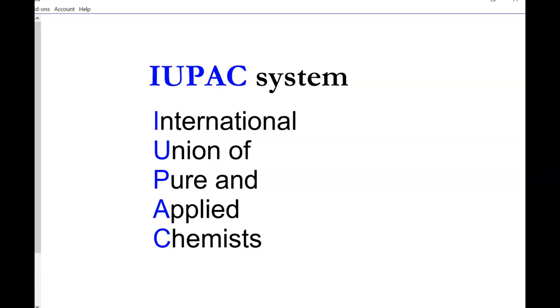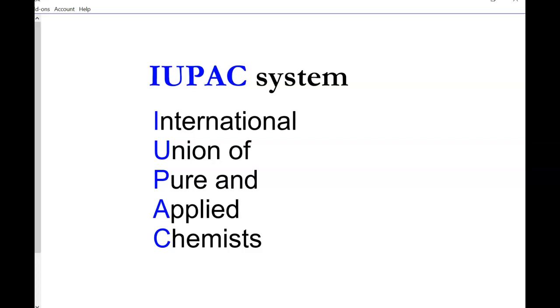The International Union of Pure and Applied Chemists is a group of scientists that basically make up rules about what we should do in terms of chemistry. When new things are discovered or when we make breakthroughs, they're the ones that get to decide what the conventions are. And that allows all chemists throughout the whole world to basically speak the same language. All right, so let's talk about the IUPAC system.